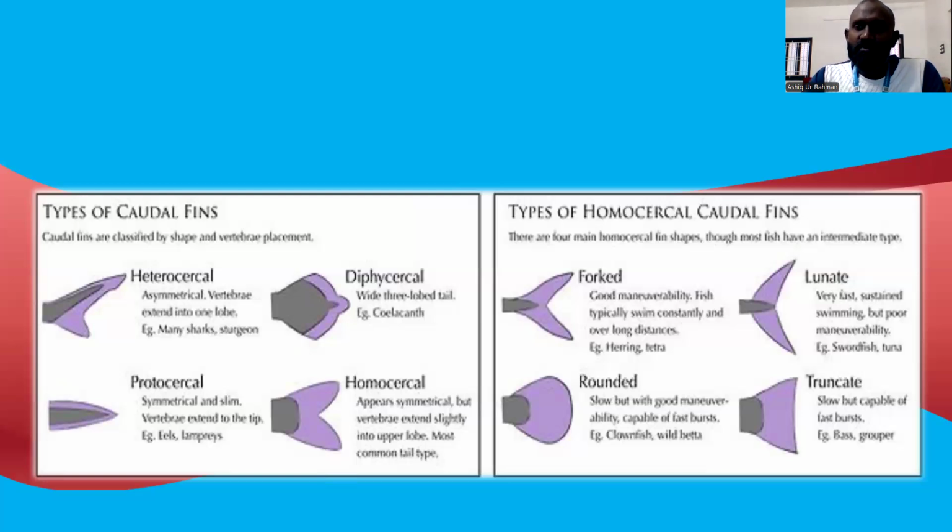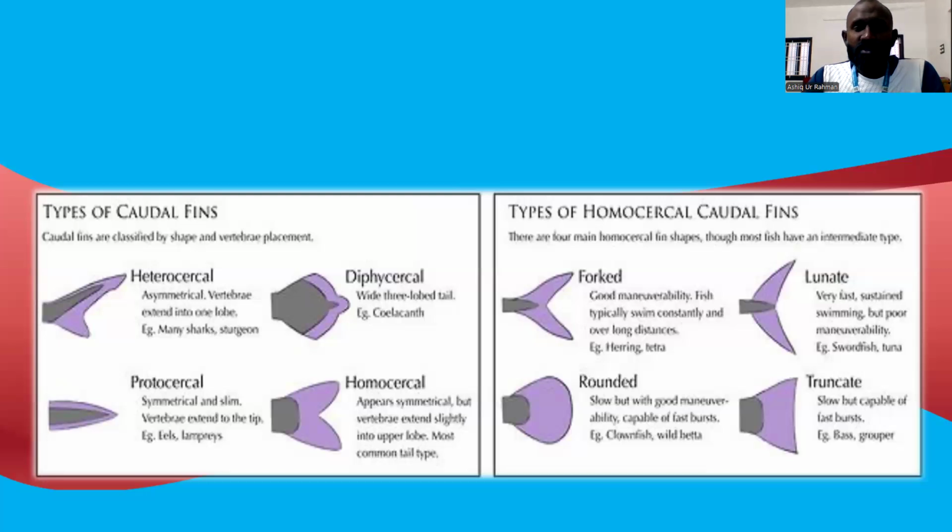There is a symmetry, but where the symmetry is biased towards any one side, in that case, it is number one, heterocercal. Heterocercal tail is asymmetrical. The upper lobe is somewhat higher in length when compared to the lower lobe. We can see those types of tails in sharks, and also in sturgeon fish. Sturgeon fish also, it will be there.